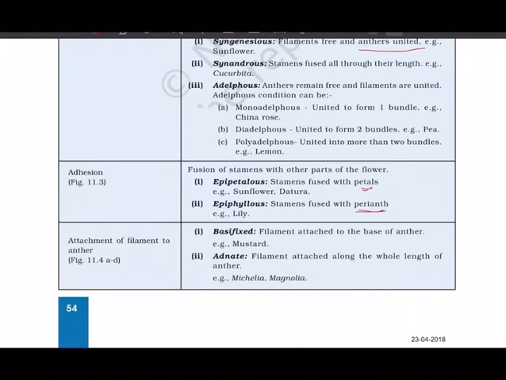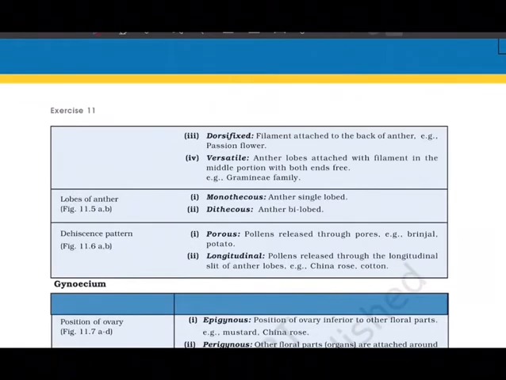And then attachment of filament to anther. Basifixed: filament attached to the base of the anther, like in mustard. Adnate: filament attached along the whole length of the anther, like in magnolia. Continuing, dorsifixed: filament is attached to the back of the anther, like in passion flower. And versatile: the anther lobes are attached to the filament in the middle portion with both ends free, like in Gramineae family.